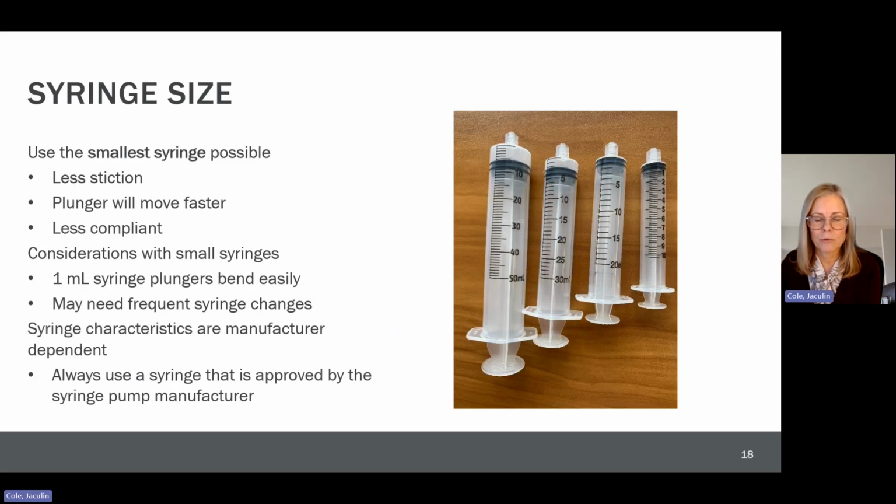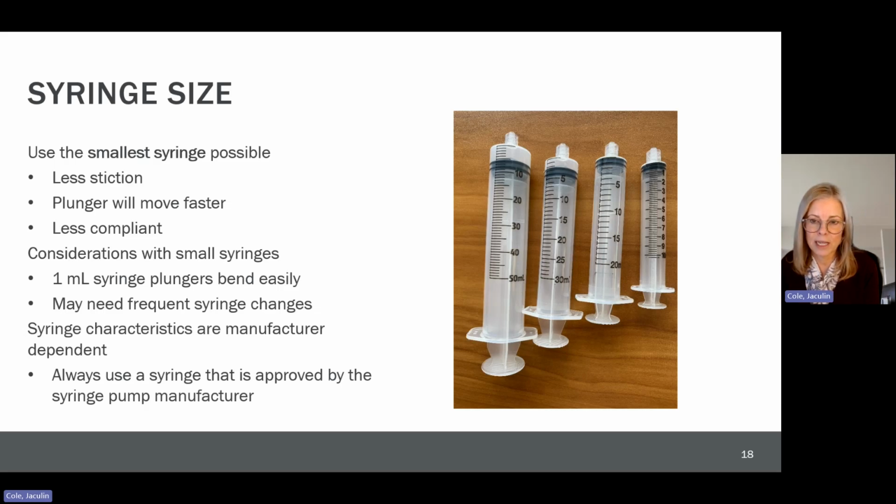So with picking syringes, it's not a one-size-fits-all situation, although there is sometimes a desire to standardize to one syringe size, often a larger syringe like a 50 or 60 milliliter syringe, to simplify dispensing and reduce syringe changeovers. There are some good reasons not to do this across the board. You should use the smallest syringe size possible. Small syringes have less friction, the plunger is going to move faster, and as we mentioned, they're less compliant, so that medication will get to the patient faster.